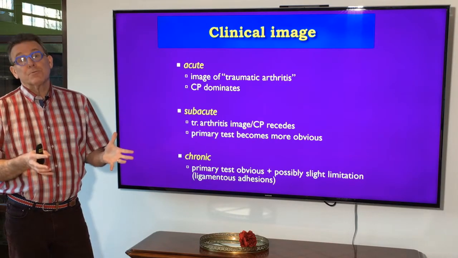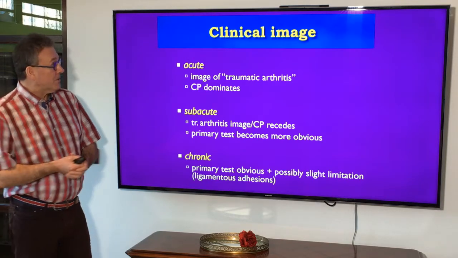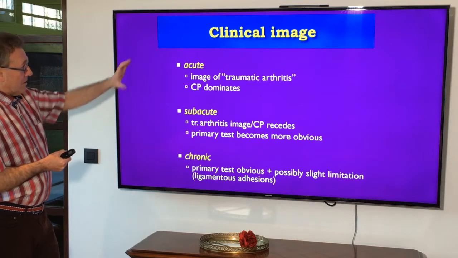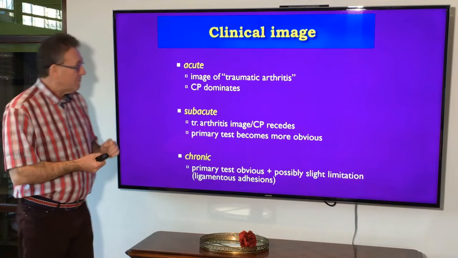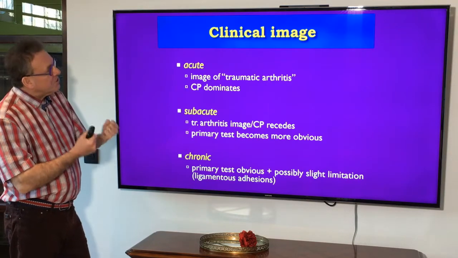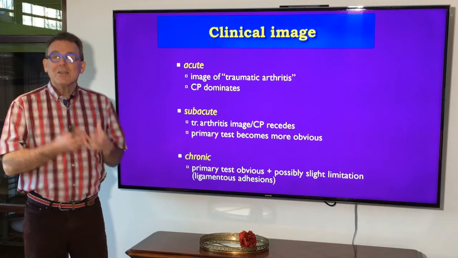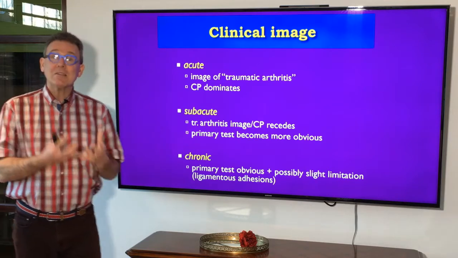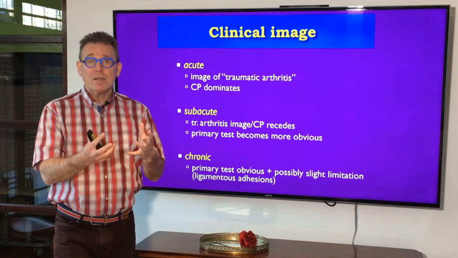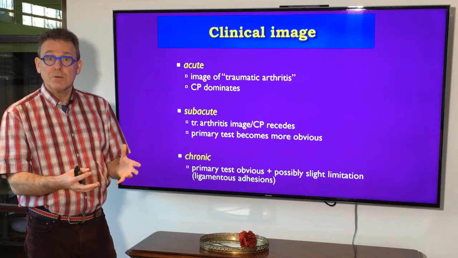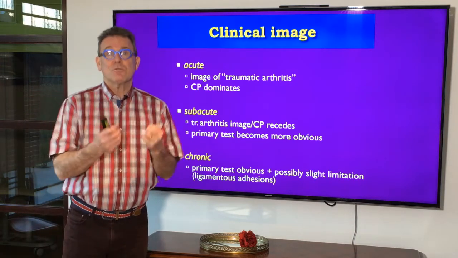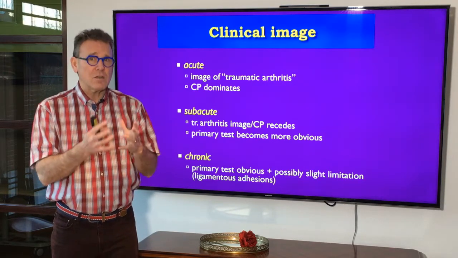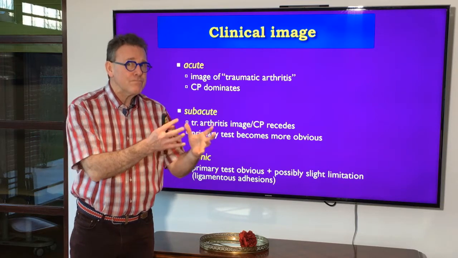So the difference in history between acute and chronic is quite clear. Also in the clinical image, there is really a clear difference. In the acute stage of a ligamentous lesion, you see the obvious image of a traumatic arthritis. The capsular pattern is dominating. Yeah? You have a lot of limitation of flexion, less limitation of extension, swelling. It looks like a traumatic arthritis. But therefore the history is very important. The history is going to tell you what happened and most likely in which direction you could think.